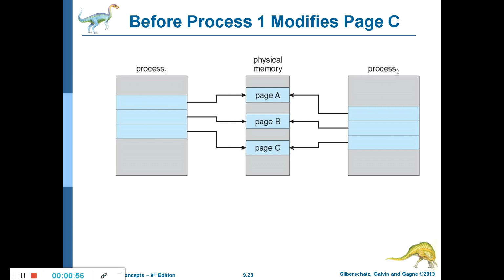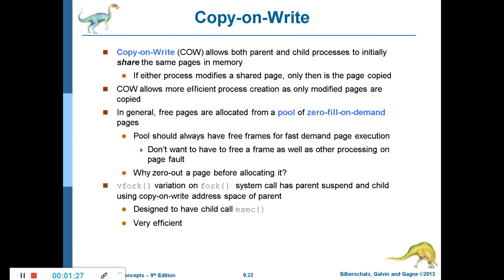The problem does not arise until any one of these processes changes some content of any one of the pages. If not, then this works fine. Imagine page A, page B, page C are read only pages. If none of the processes have to modify them, then this model works absolutely fine. The problem comes when any one of these processes changes the contents of these pages. So if either process modifies a shared page, only then is the page copied.